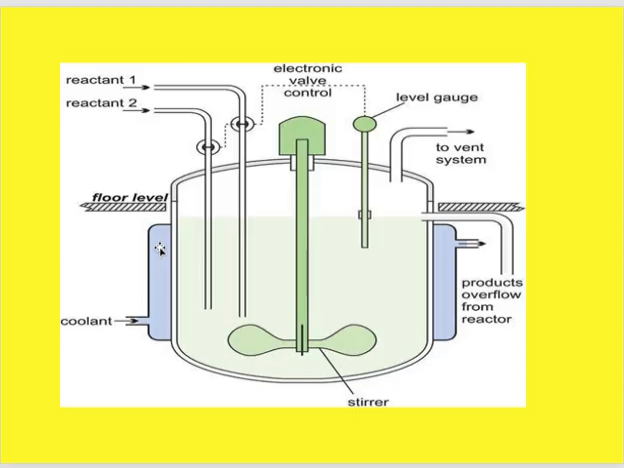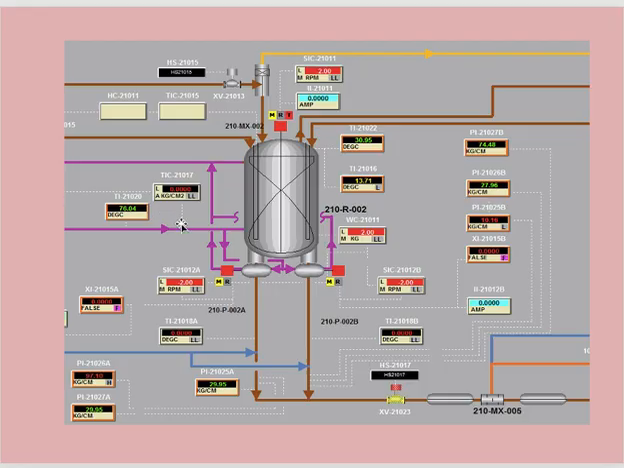Okay, you add Q, you remove Q, so you control this by the jacket. I think this is a simple idea. Okay, coolant here, and this coolant goes out from the coil around the reactor. I want to show you one reactor from the real manufacturing industry, like this reactor. Look, it is not so simple as you think.